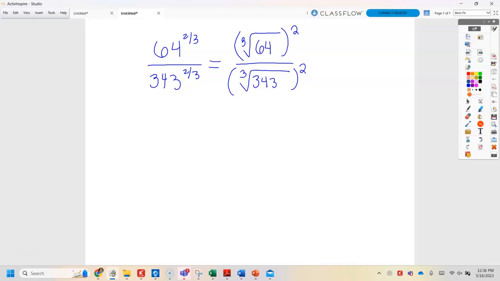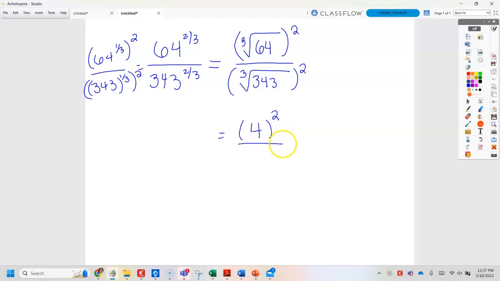So the cube root of 64 is 4, because 4 times 4 times 4 is 64. So then I say, all right, well, the cube root of 64 became 4. I still have to take into account that square, because remember that this is kind of like 64 to the 1/3 to the 2, and 343 to the 1/3 to the 2. So what I do is I simplify those perfect cubes first, then square them. The cube root of 343 becomes 7, because 7 times 7 times 7 is 343. So then 4 squared becomes 16, and 7 squared becomes 49.